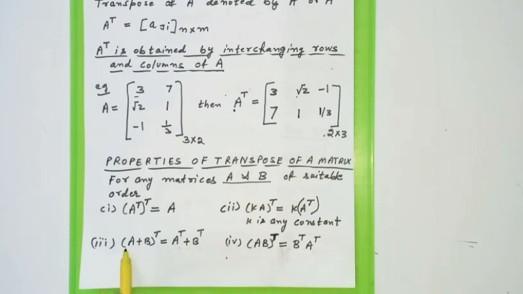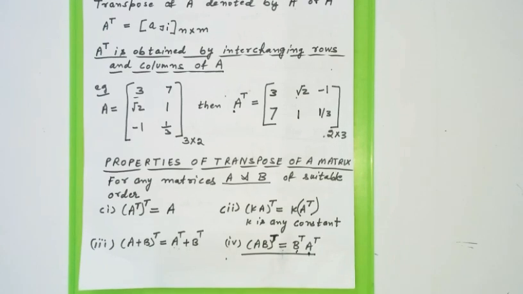Next, if you have the sum of two matrices A and B and you take their transpose, the transpose sign can distribute over addition. So this is equal to A transpose plus B transpose. And the last property is, if you have the product of two matrices A and B, which is AB, and you take the whole transpose, then when you open the bracket, the order becomes reversed. This becomes B transpose into A transpose. This is very important to note, that AB whole transpose is equal to B transpose into A transpose. All these properties can be verified with the questions given in the exercise.